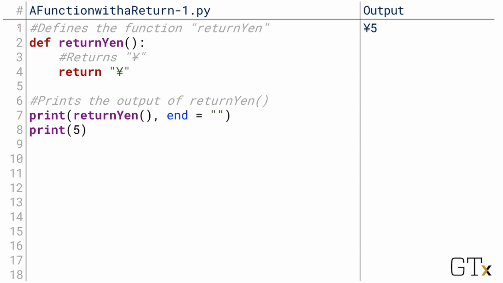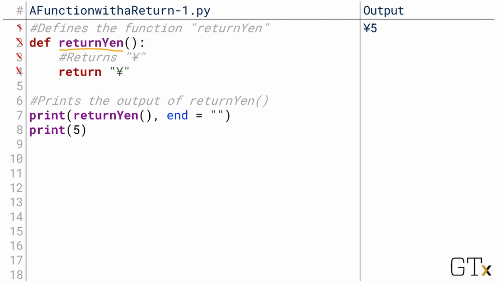So in the code shown here, we've changed line 2. Specifically, we've changed the function name. Instead of print yen, it's now return yen. We've also changed the body of the function. Line 4 says to return the string with a character for yen, instead of just printing it.